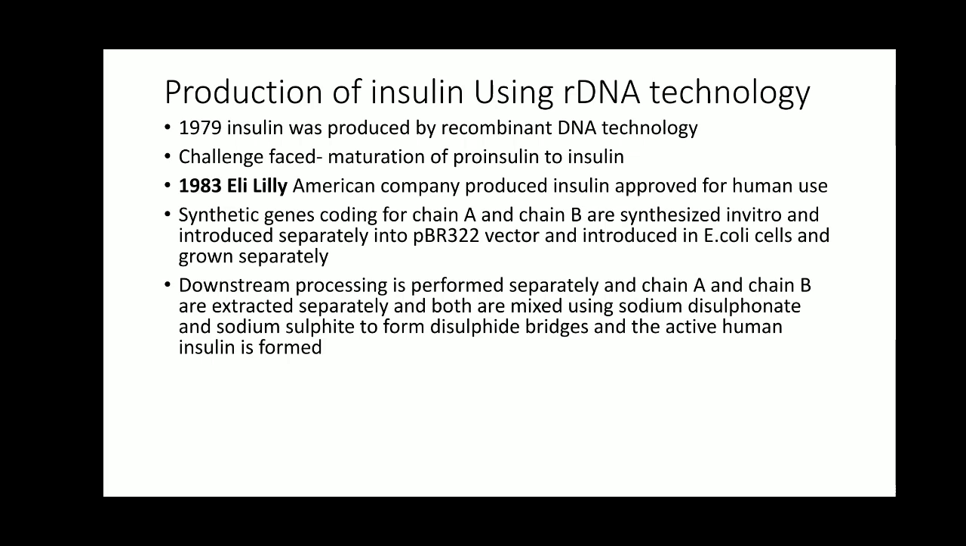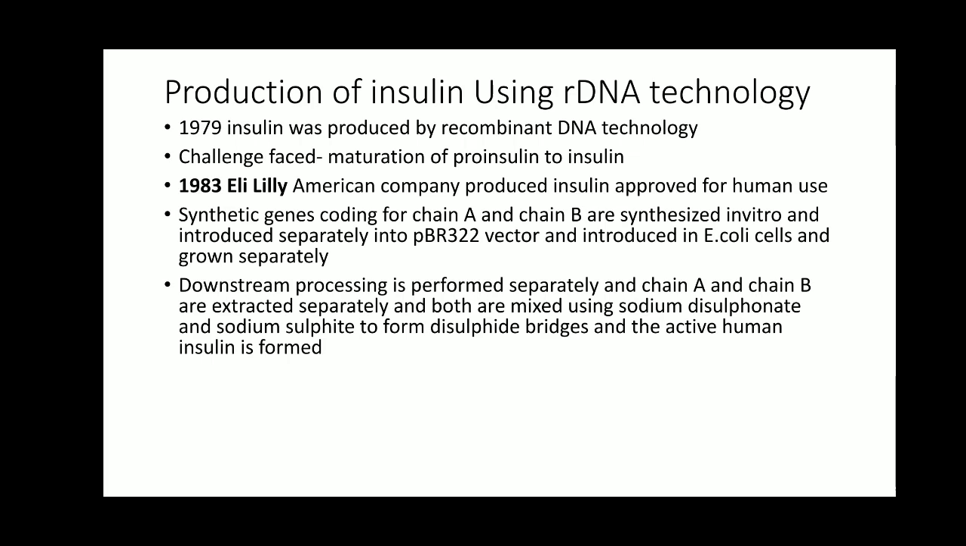First the upstream processing takes place, then the downstream processing. So we grow these E. coli cells containing the recombinant DNA in a specific nutrient medium, so that the genes coding for chain A express and form the chain A polypeptide, and the genes coding for chain B express and form the chain B polypeptide. After the upstream processing comes the purification.